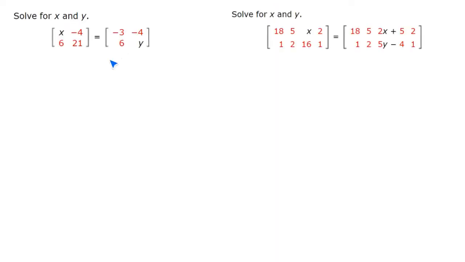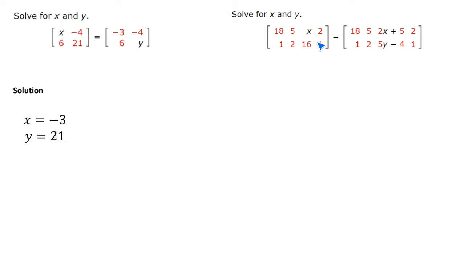Okay, so we look at this matrix and solve for x and y. We know these are the same matrices, or they're equal to each other. Notice here I have a negative 4 and I have a negative 4. So this x has to be a negative 3 so that they can be the same, and this y has to be 21 so that they can be the same. So our answers will be negative 3 and 21.